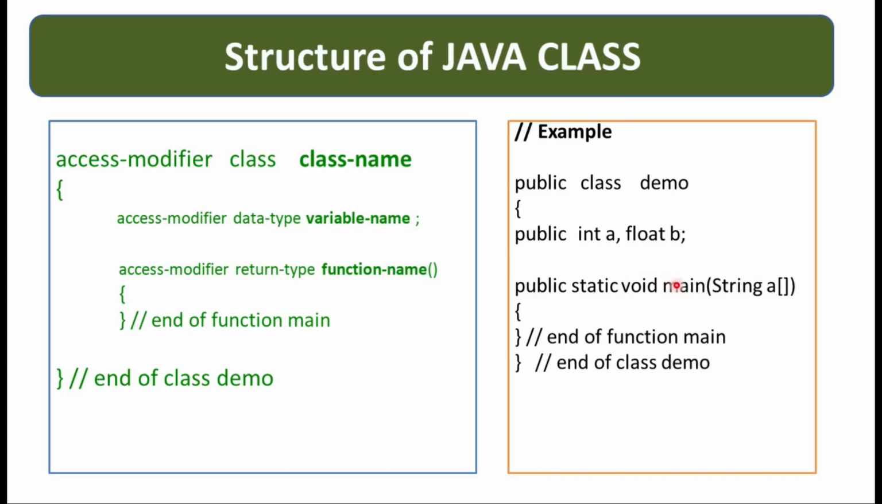In case you already know the C language, you might know what exactly the main function is. The same importance that the main function has in C language, we have in the Java program. So the execution always starts from the main function. Here is the end of the function. Here is the end of the class demo.